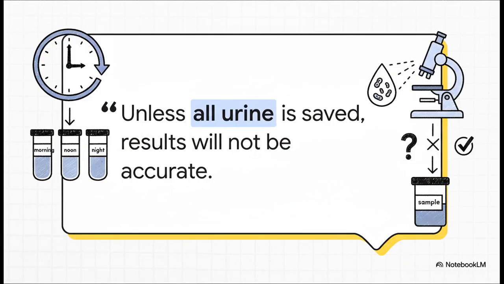Now, this quote here gets at a fundamental truth in the lab. For our case, we're using what's called a random spot sample, but the principle is exactly the same for a 24-hour collection. The quality of your result is completely dependent on the quality of your sample. Any mistake in collection, what we call the pre-analytical phase, can make the results totally useless. Garbage in, garbage out. It's that simple.